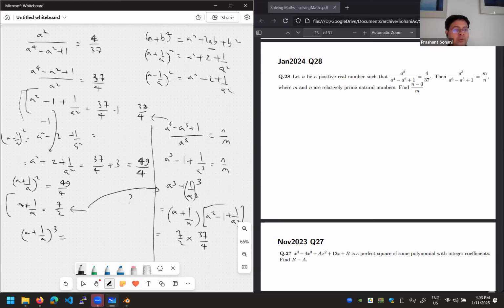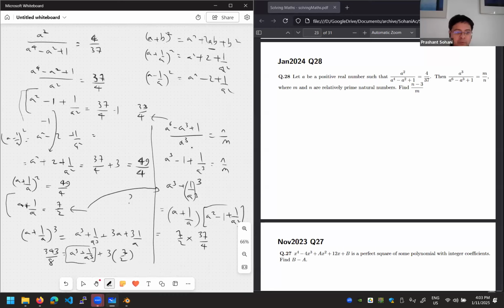And alternately, if you decide to cube this, that is also fine. You are going to get a cube plus 1 over a cube, and the middle terms will be 3 into a plus 3 into 1 over a. Again here also you know everything. a plus 1 over a is nothing but 7 by 2, and on the LHS you have (7 by 2) cube. With rearrangement you can get the value of the middle term. Both approaches are valid. In the end you are going to get the same answer.